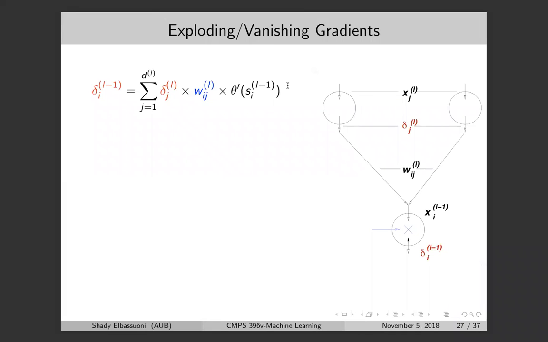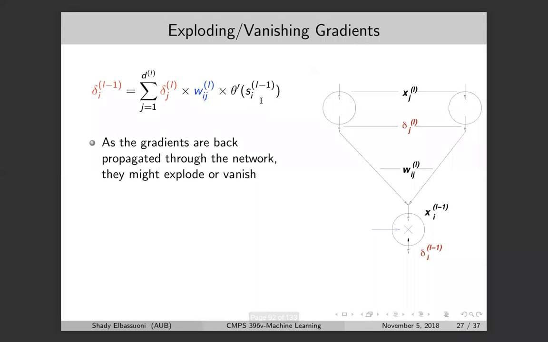Okay. So when we talk about initializing the weights, there is a problem called exploding and vanishing gradients. Again, this is something that comes up a lot in interviews. So this is how we were updating the weights. We're using the gradient or the deltas, and we would be backpropagating the deltas from the previous layers. As gradients are backpropagated through the network, they might explode or vanish.